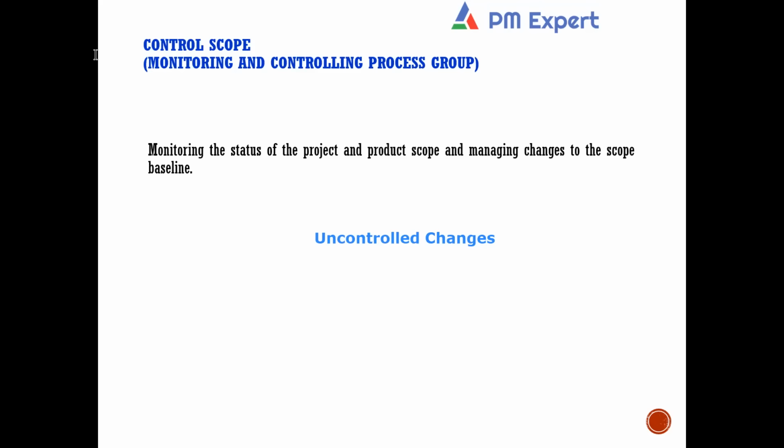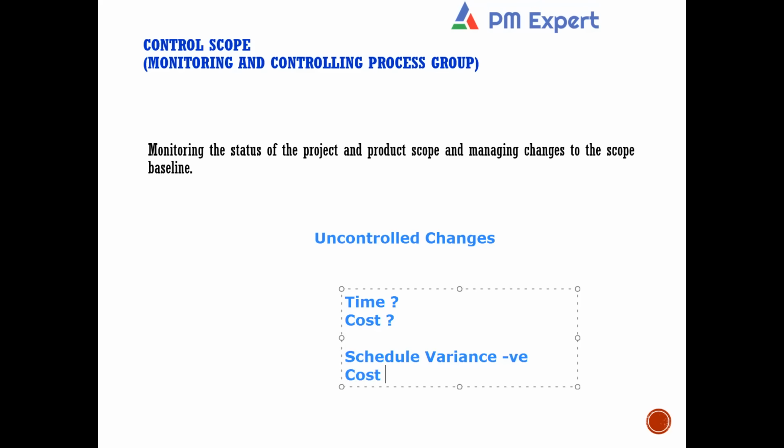Now tell me, if there is any uncontrolled change, is it identifiable through negative variance? Any uncontrolled change will have a negative impact on time and cost. For example, my schedule variance will be negative, my cost variance will be negative, and my cost will overshoot the budget. Yes or no?